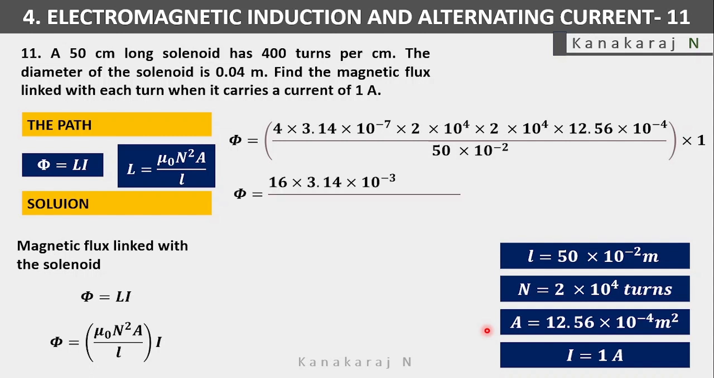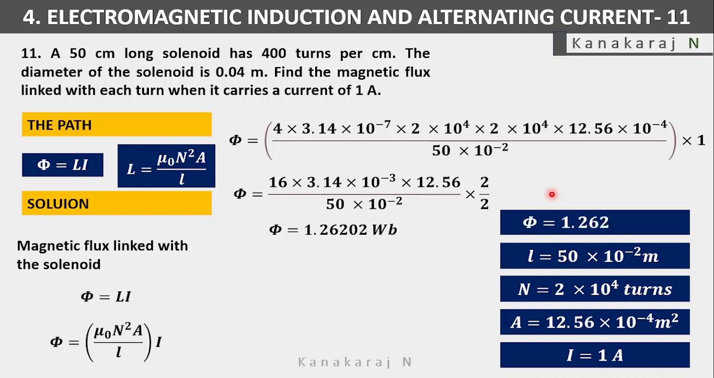4 times 2, 8. 8 times 2, 16. Then you have 3.14 and 12.56 in the numerator, and in the denominator you have 50 into 10 power minus 2. Multiplying the numerator and denominator by 2, we get 100 into 10 power minus 2 in the denominator. Totally the denominator becomes 1. So we simply multiply the numerator terms to get phi, which is equal to 1.26202 Weber. That we write separately.